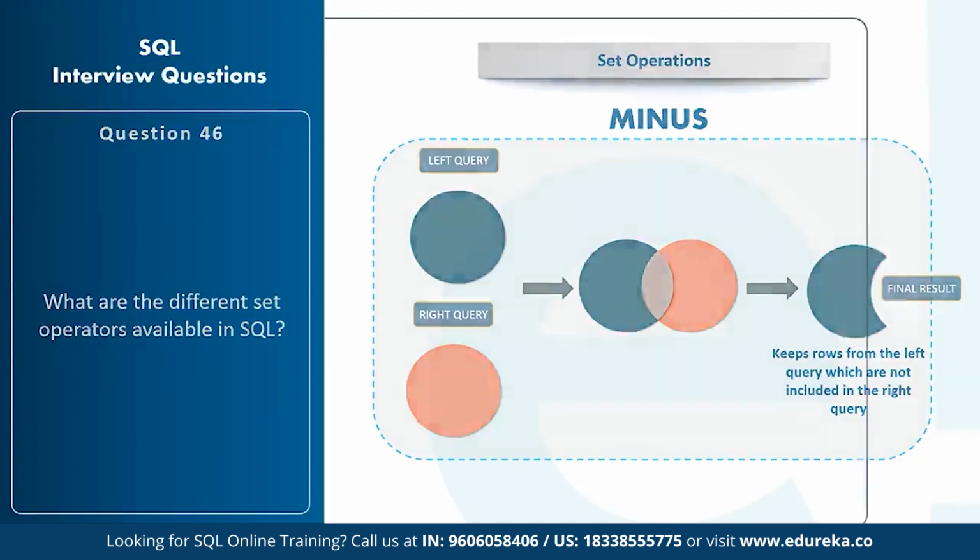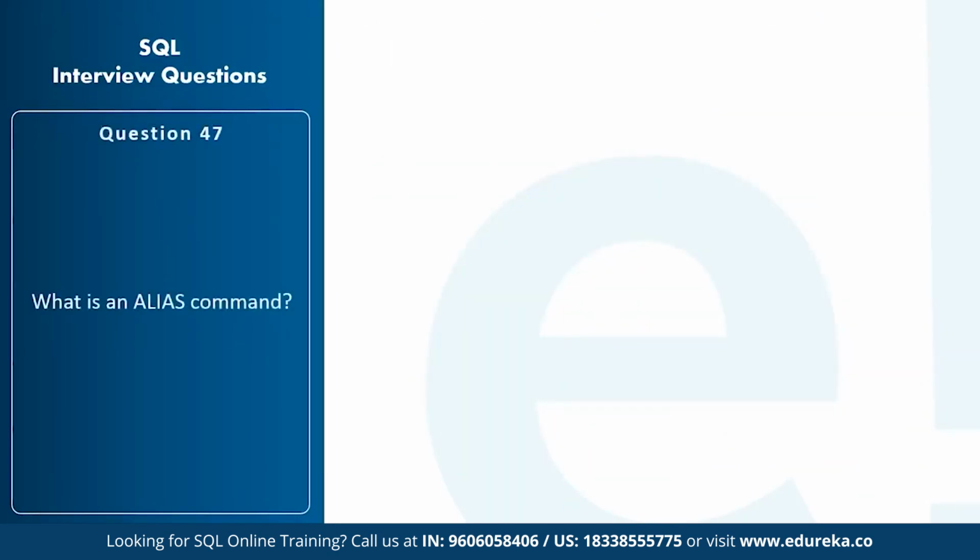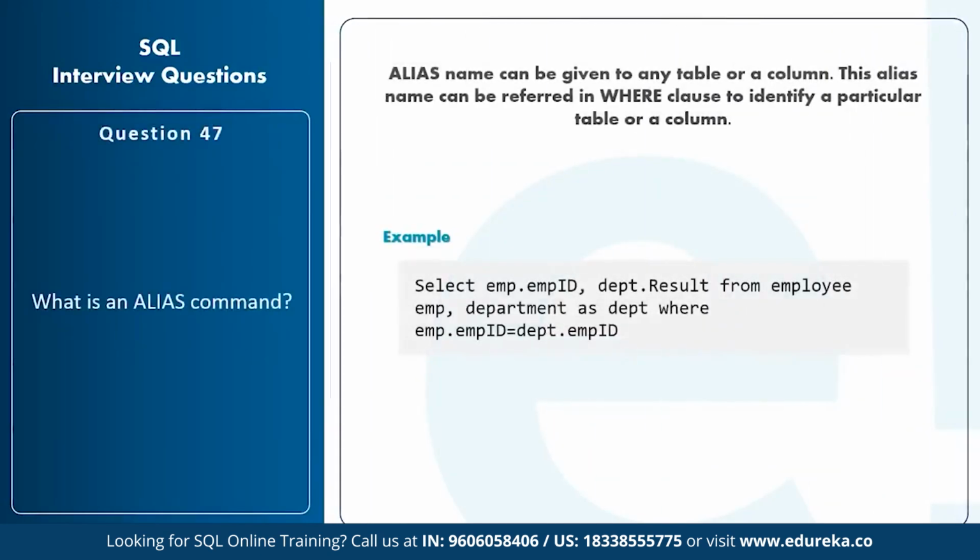Now let's move forward to our next question, that is, what is an alias command? Now, an alias name can be given to any table or any column. So this alias name can be referred to in the where clause to identify a particular table or a column. So that's basically an alias command.